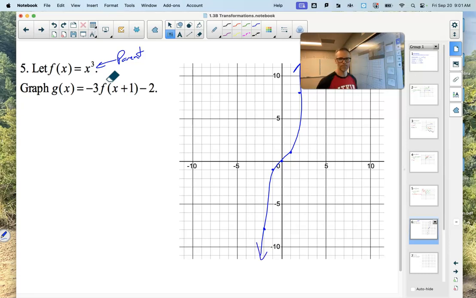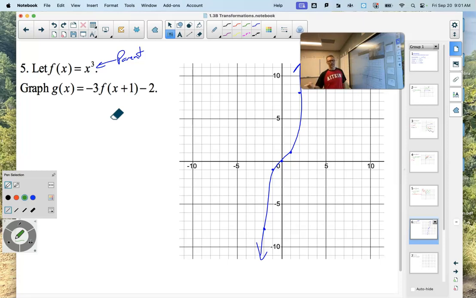It looks like that. Now, let's follow the transformations that I want to apply. I see a negative 3 times f. I see a plus 1 with the x, and a minus 2 with the y's. Multiplication before addition or subtraction. We have to do that times negative 3.